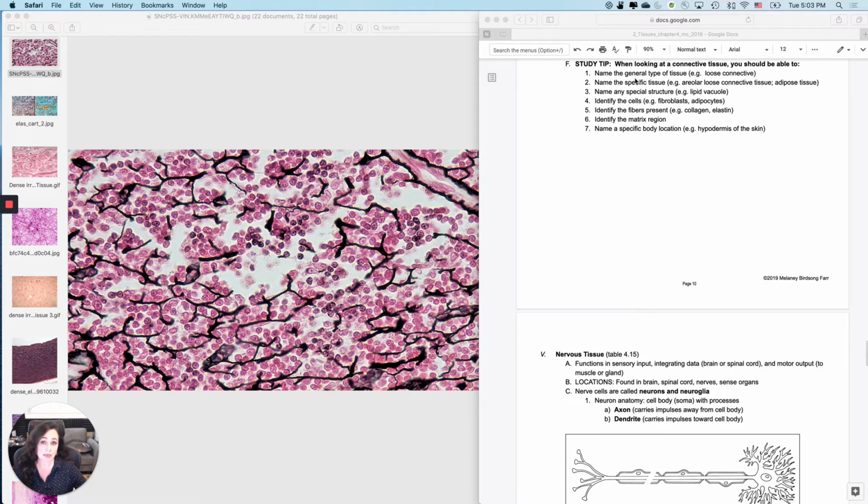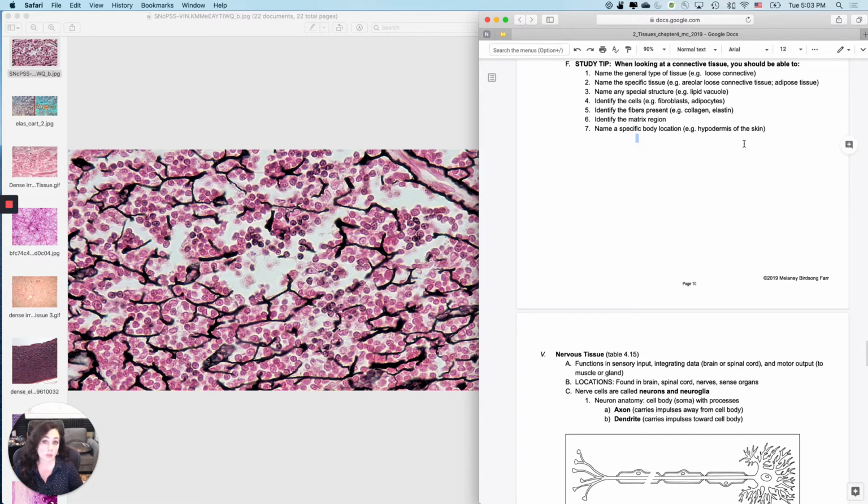So just like I did with epithelial tissue, I wrote down all of the possible questions that I could think of. And I want to show you how these questions apply to the different connective tissues. So when you look at a connective tissue, this one for instance, what kinds of questions can be asked?